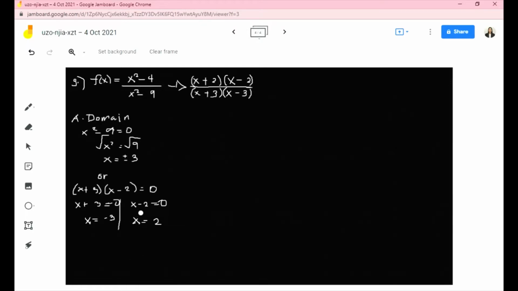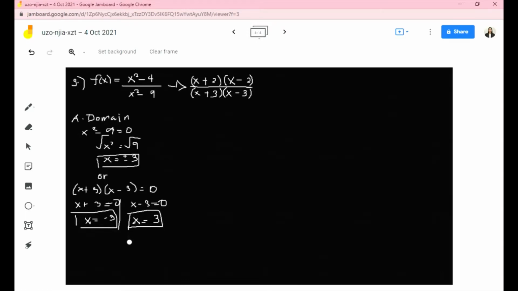Oh, positive 3. Wait, I have something in here. This should be negative 3. The denominator, this is not 2. It's 3. Okay? So this is 3. So we have the same results in here, positive and negative 3, negative and positive 3.